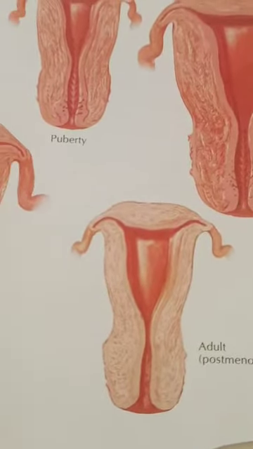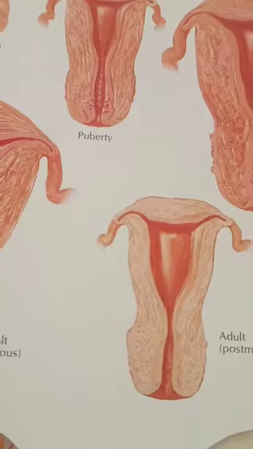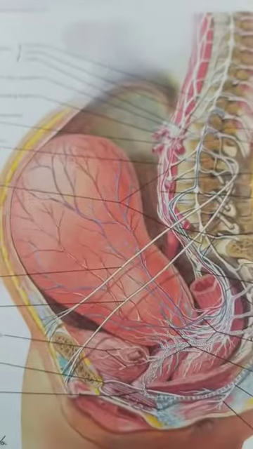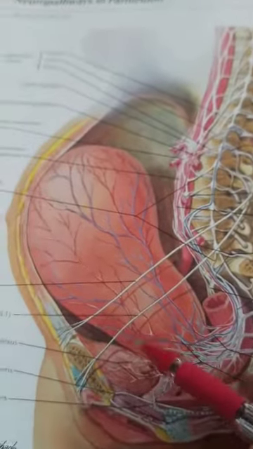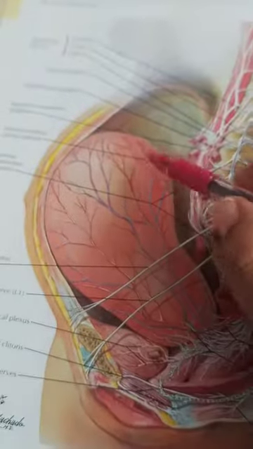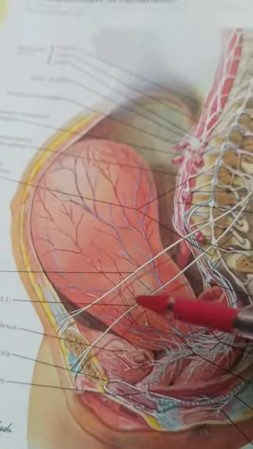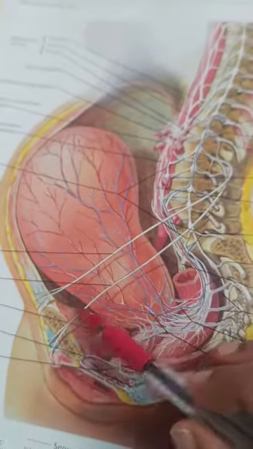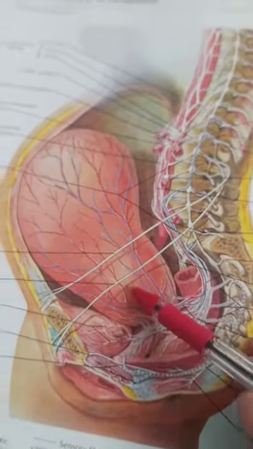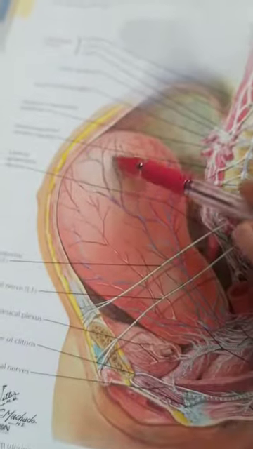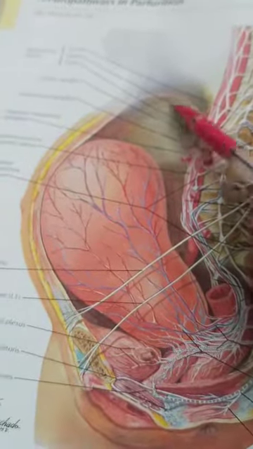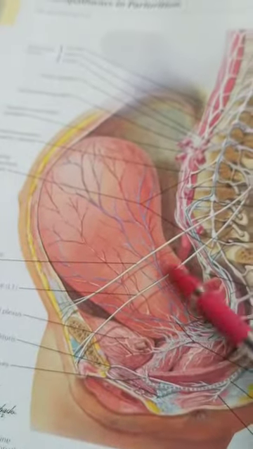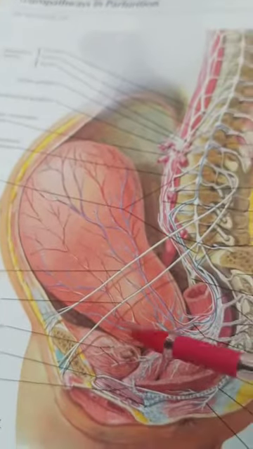Here we can see one more thing, the position of the uterus. I will show you the position of the uterus during the pregnancy time. So here we can see it rises from the pelvic cavity. This is our pelvic cavity. From the pelvic cavity it reaches the abdominal cavity. See, it reaches up to our diaphragm. So this is one position of the uterus.